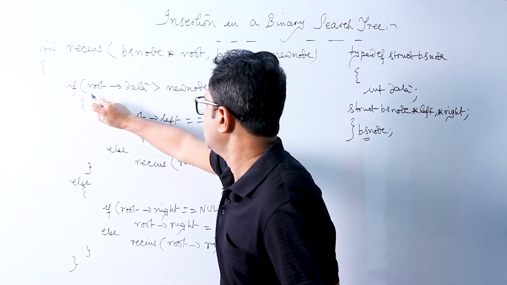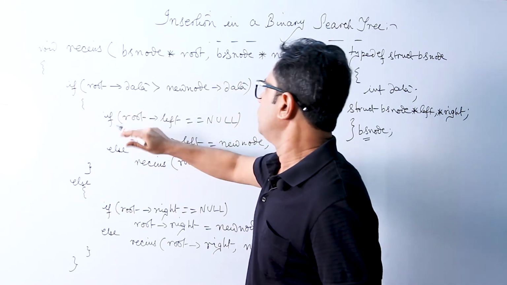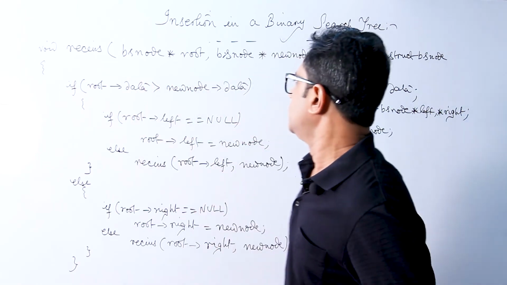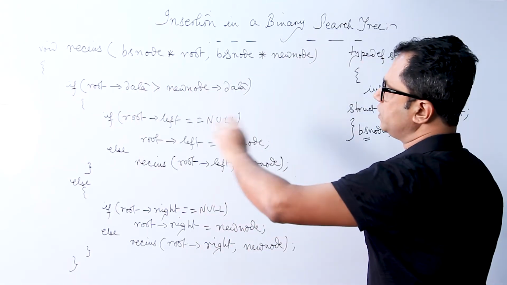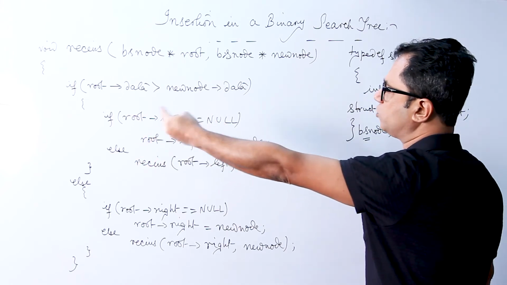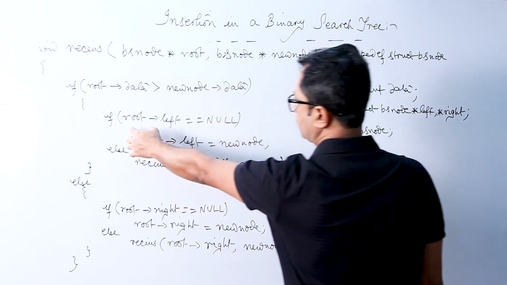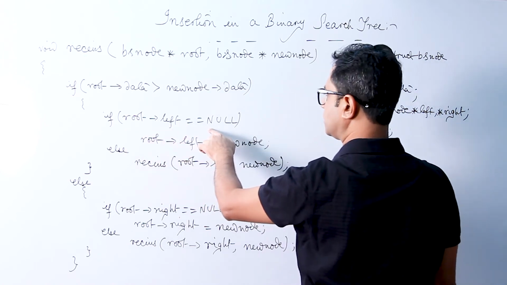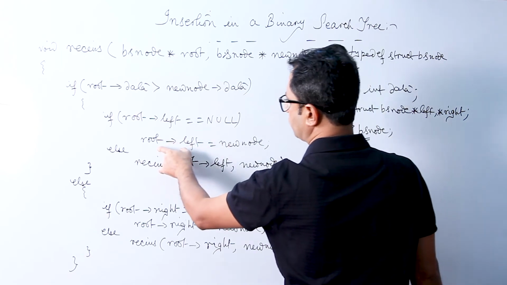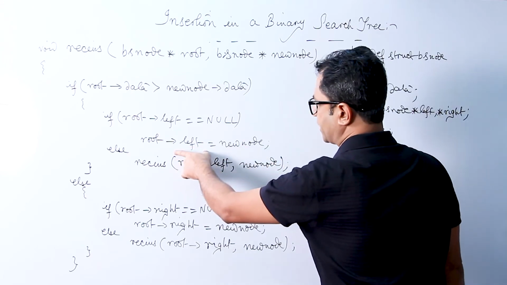What I have written over here: if root data is greater than new node data, then what is to be done? Then the new node data is less than the root data. So in that case we will go towards the left subtree of the root and try to insert the new node on any part of the left subtree. If root left is equal to null, we are going to just join the new node to the left pointer of the root. So in that case, it is done in a direct manner.